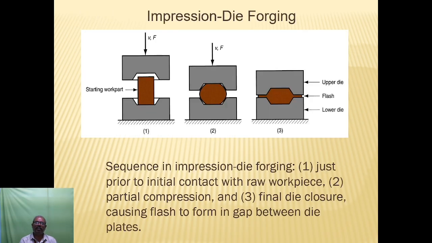In impression die forging, there are two dies, lower die and upper die. The workpiece is kept between the lower and upper die, and the cavity is formed in these two dies. This is the shape which we want in the final output. The first figure shows just the initial contact with the raw workpiece. Second one is partial compression. Third one is final die closure. It causes flash to form in the gap between die plates.